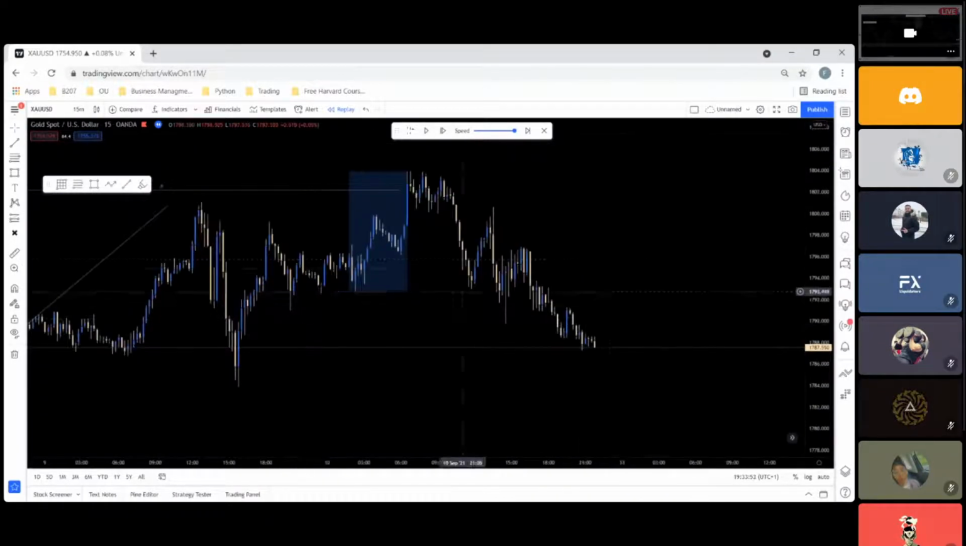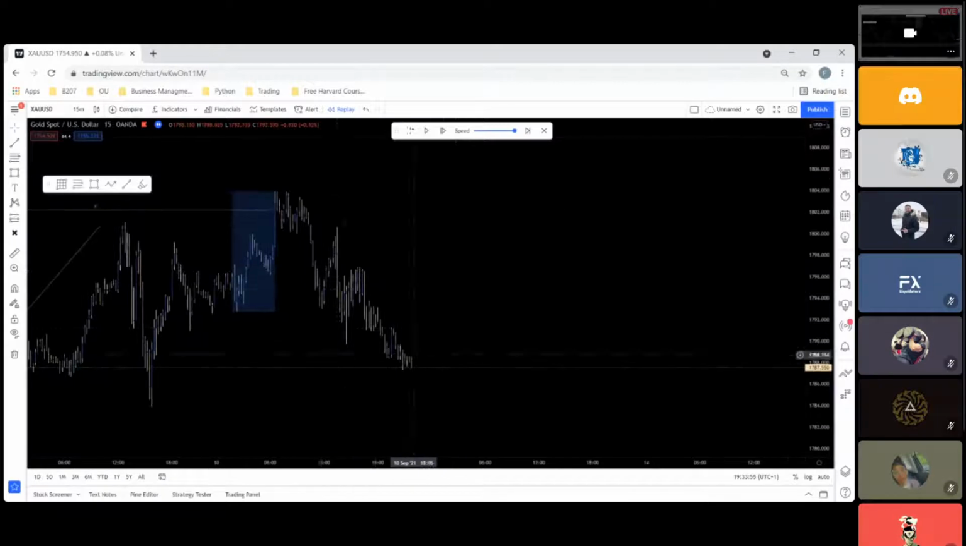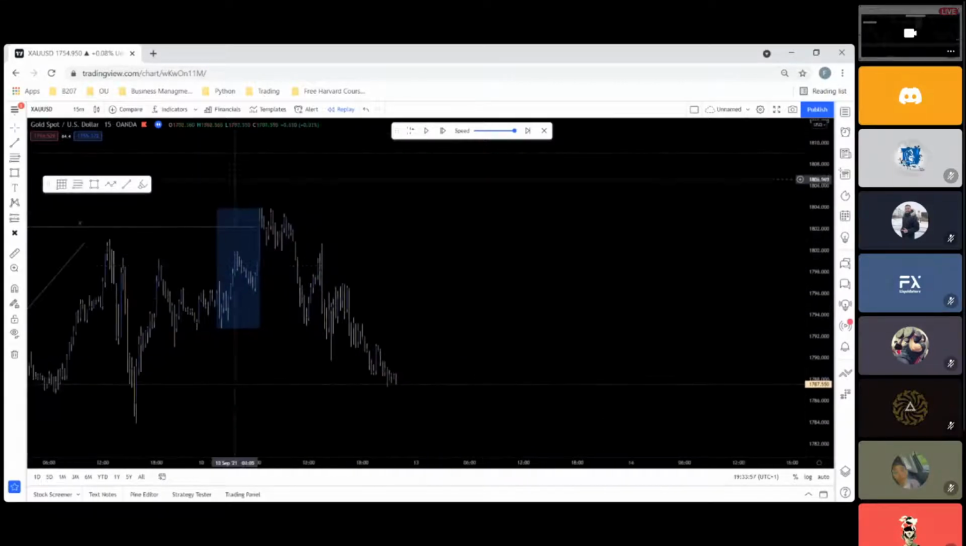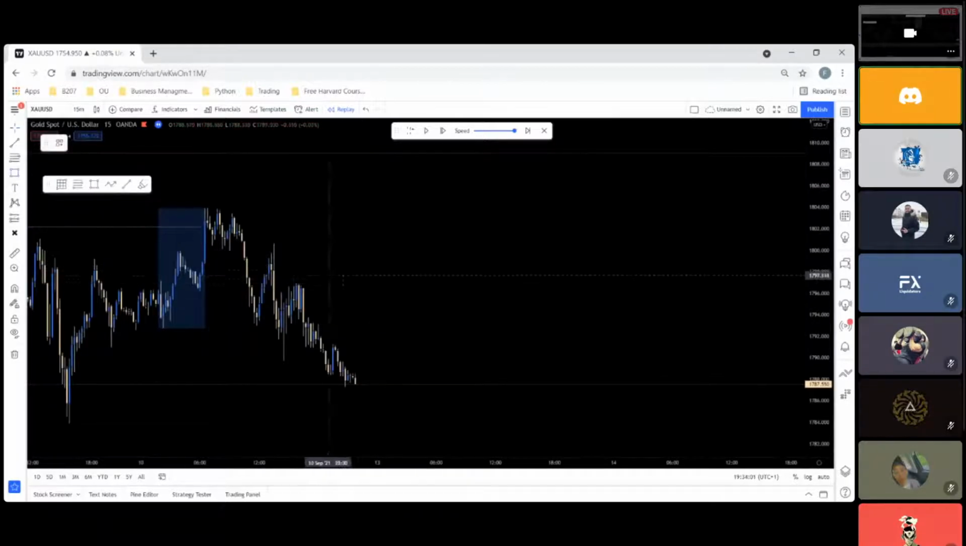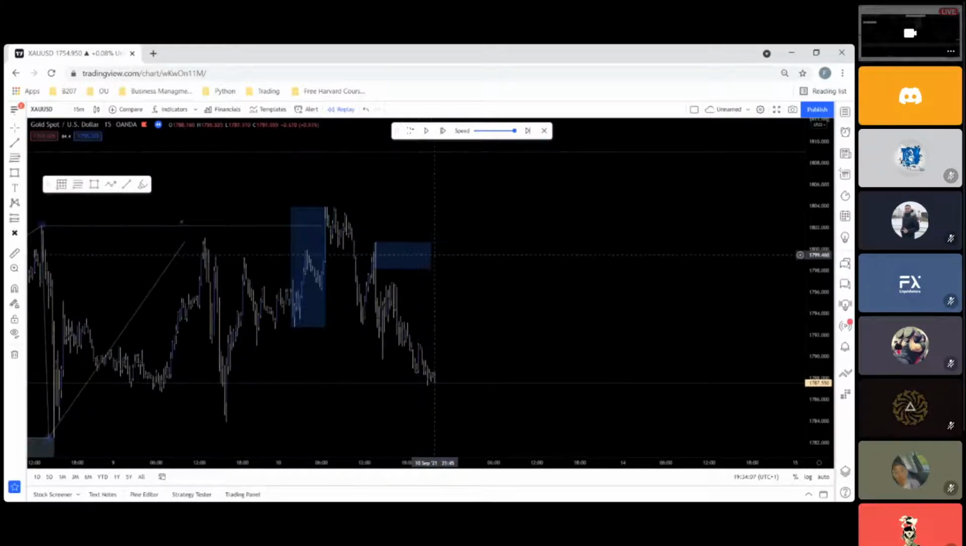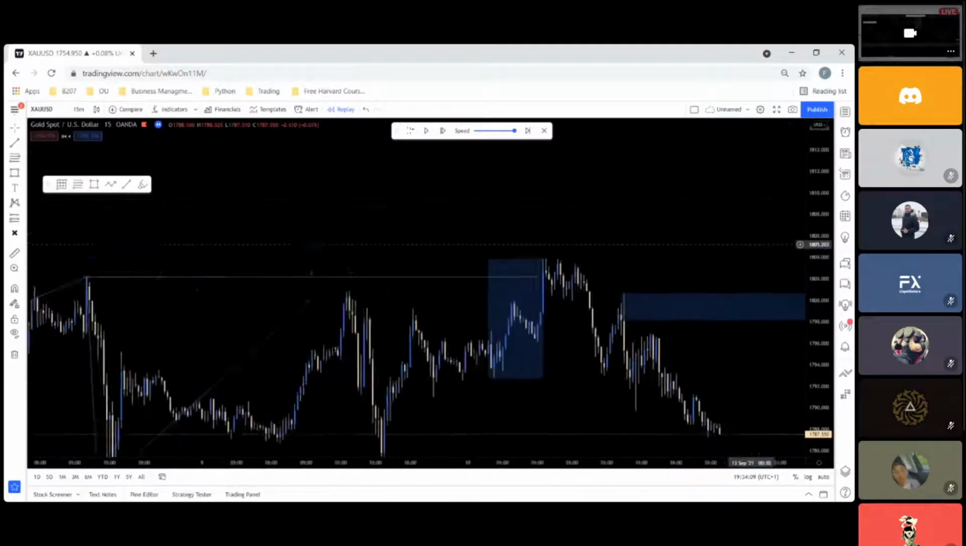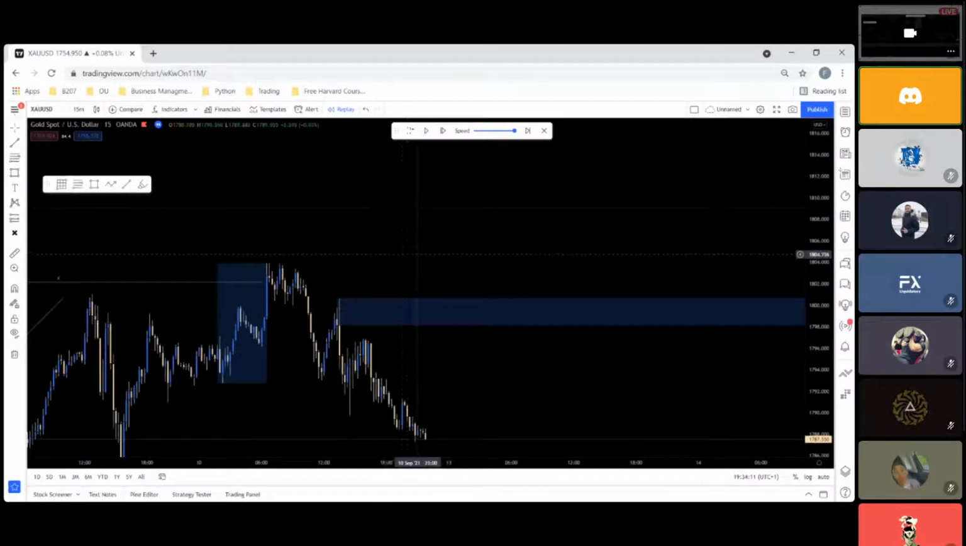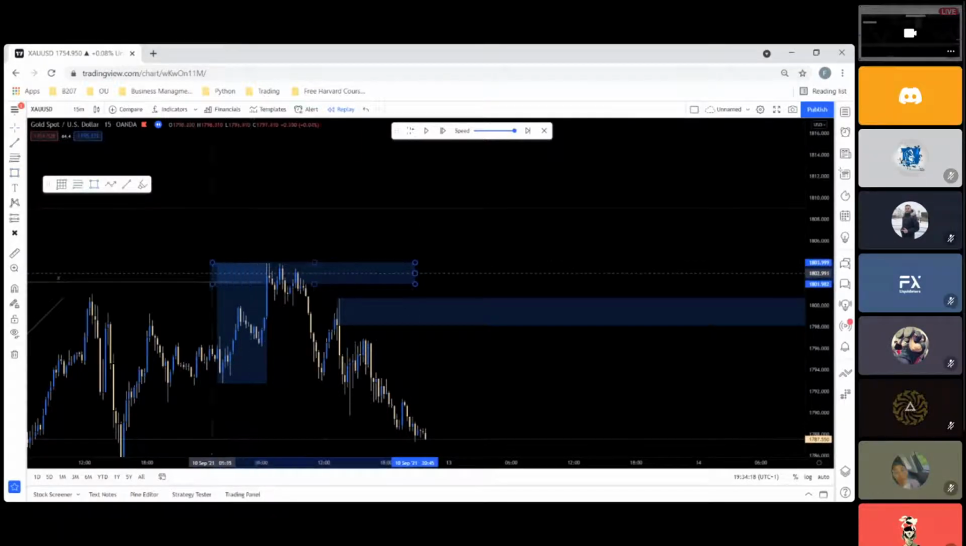So in terms of the extreme 15-minute range, here is where I'll be looking for zones. I'll take this wick, and to me that's a valid POI. And I'd also take the origin zone as well. So, this up move here.